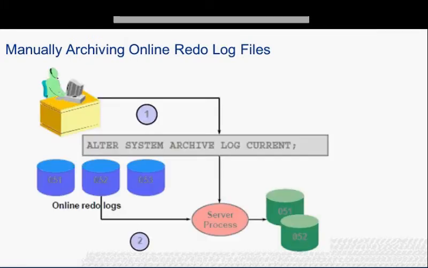If our database is in ARCHIVELOG mode and we have not enabled automatic archiving, we must manually archive online redo log files. Steps explanation. First step, execute the ALTER SYSTEM command, ALTER SYSTEM ARCHIVE LOG. Then here we can either give the sequence or the current. The server process for the user executing the command performs the archiving of the online redo log file.